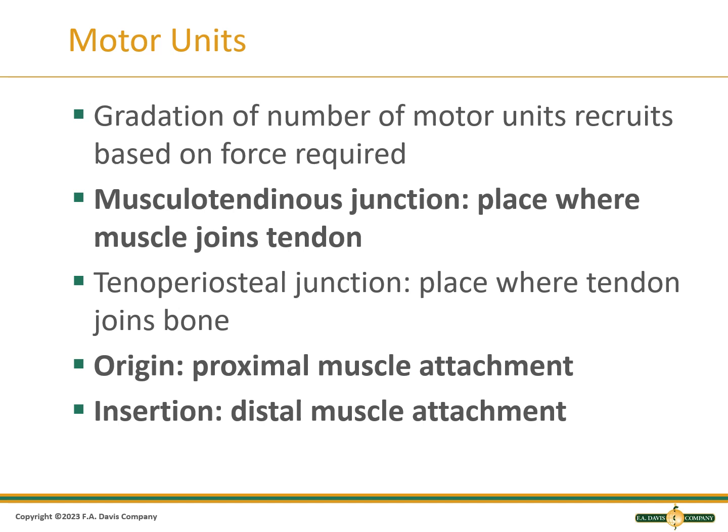The musculotendinous junction is the place where the muscle joins the tendon or starts to fuse into the tendon. And the tenoperiosteal junction is the place where the tendon joins the bone. A muscle origin is the proximal muscle attachment, and its insertion is the distal muscle attachment.